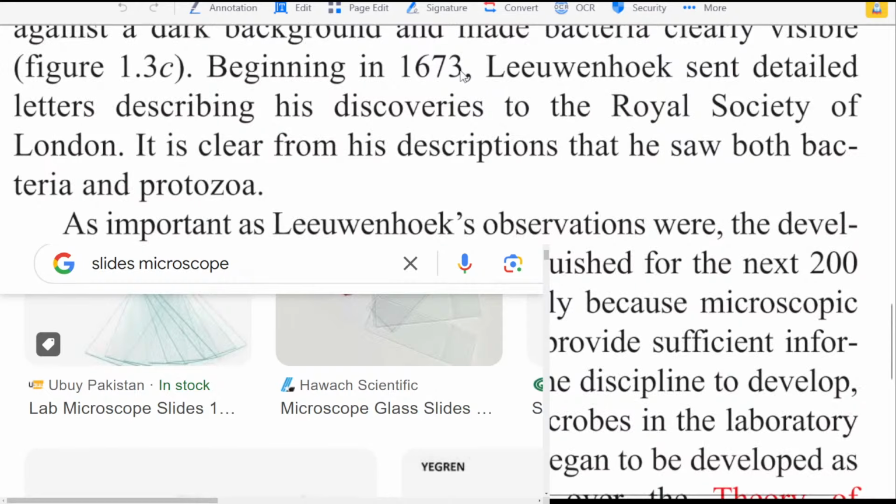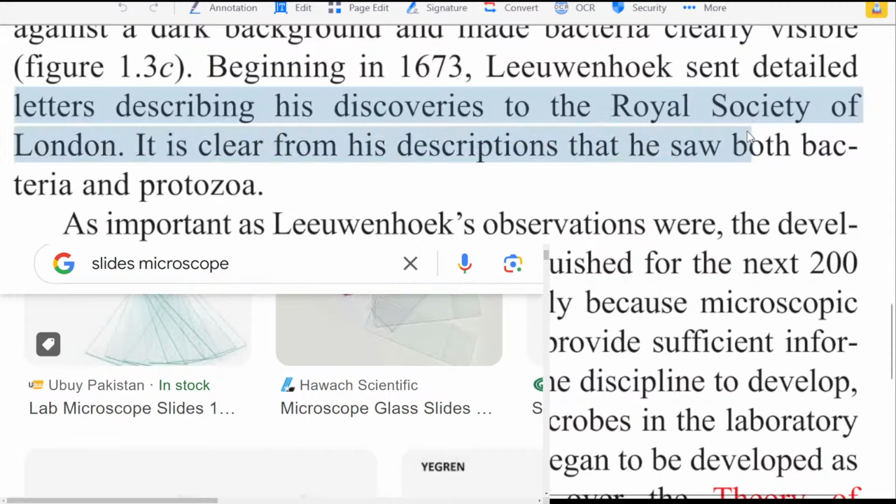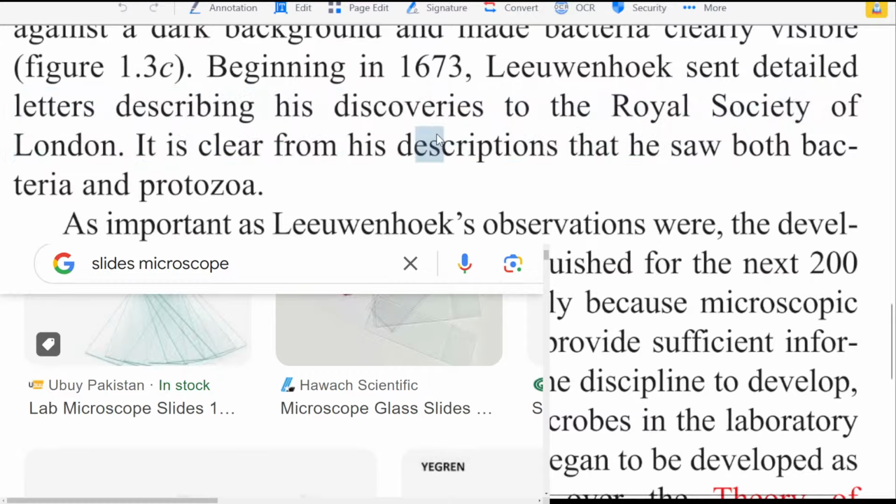Beginning in 1673, we are jumping, but still in the 1600s, Leeuwenhoek sent a detailed letter describing his discovery to the Royal Society of London. Wait, Netherlands? He was from the Netherlands. But why did he send his discoveries to the Royal Society of London? Is London in Europe?